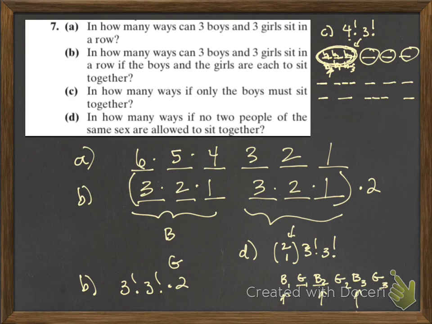So 2 times 3 factorial times 3 factorial. And in fact, B and D have the same number of ways those things can happen. And that's it for 5, 6, and 7.